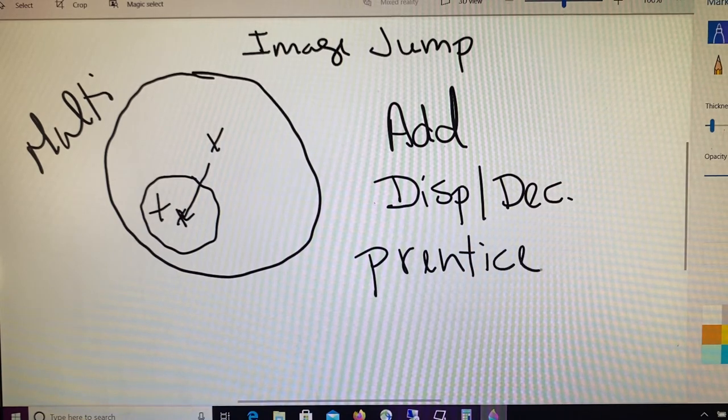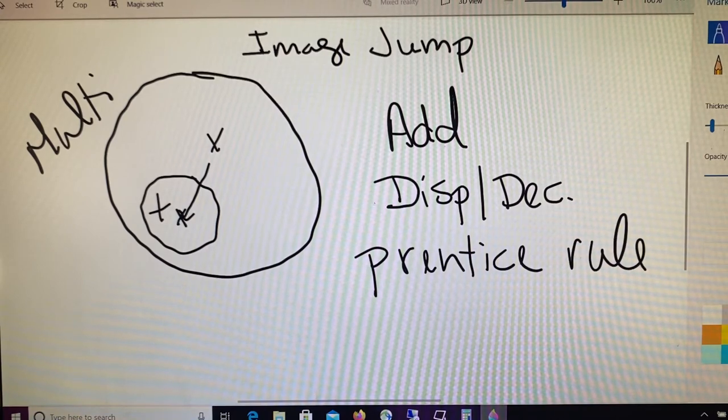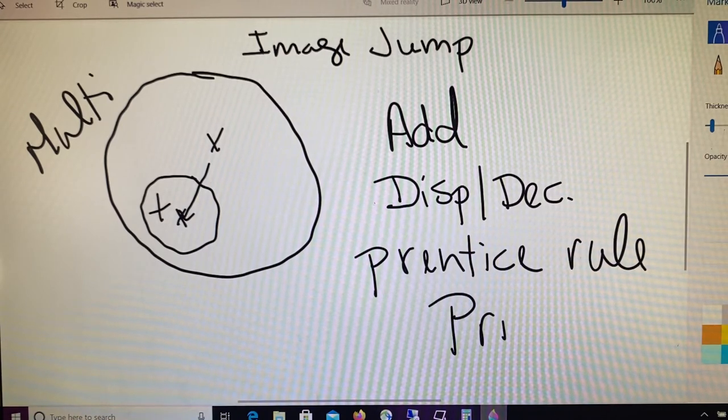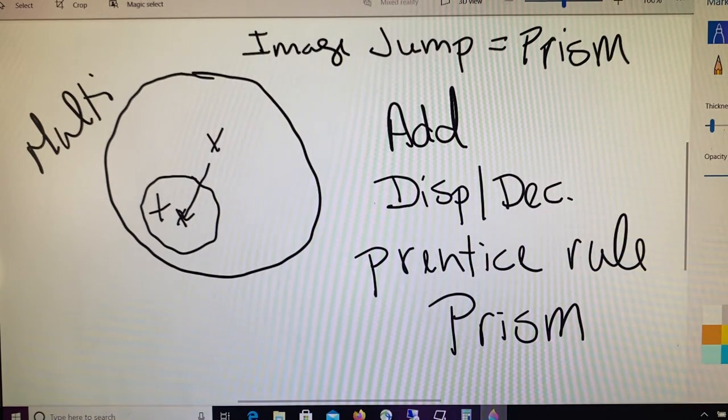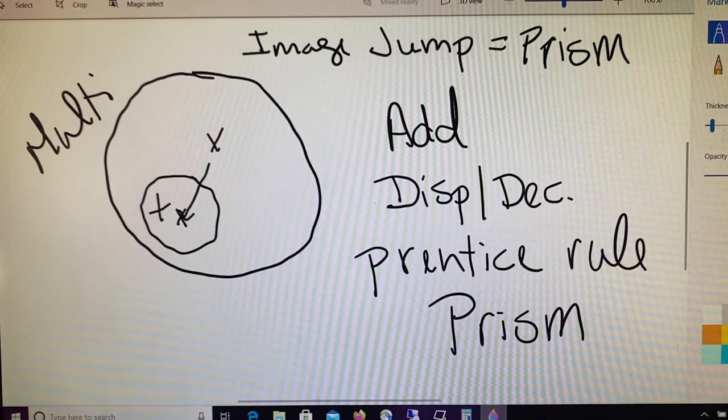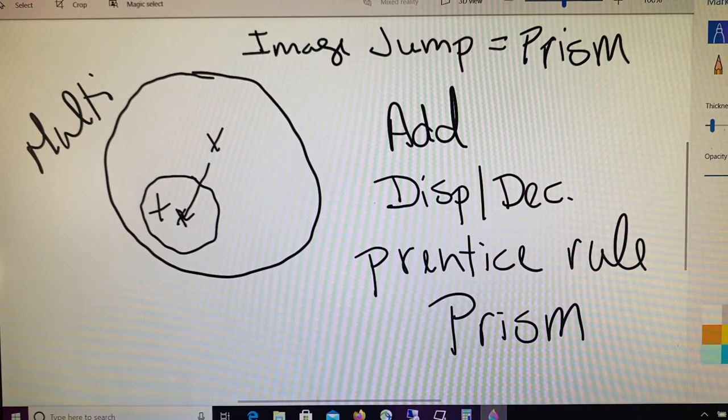Image jump is prism that is created by moving into the reading portion of a lens. So Prentice rule, that equation for prism, is what we're going to use to calculate image jump, because again, image jump does equal prism. However, there's not much that we can do about image jump. It's just a part of using a multifocal lens. But it is important to be able to calculate the amount for ABO purposes.